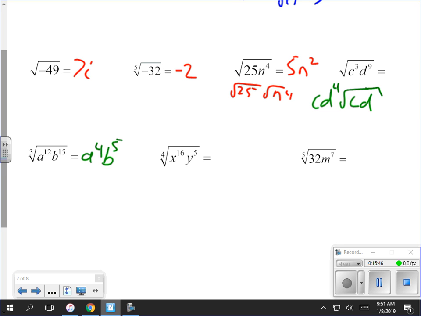16 divided by 4 is 4 with no remainder, so x to the 16th. That's nice. I get x to the 4th for that. Then I take the 4th root of y to the 5th. 5 divided by 4 is 1 with a remainder of 1. So I have a y to the 1st that I pull out, and then a 4th root of y to the 1st left inside.